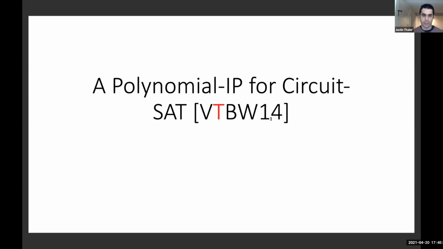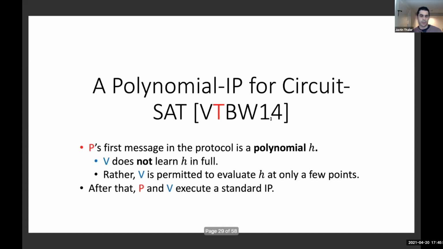So I just want to give a brief sense of how you can design a SNARK using this protocol. This is taken from a work that was originally described as a two-prover interactive proof, but the modern perspective on this work is really that it gave a polynomial IP. What that is, is a protocol where the prover's first message is a multivariate polynomial H. You can think of the prover as sending H to the verifier, but the verifier doesn't actually get to read all of H. Instead, the verifier is only allowed to evaluate H at a few points. And after that, the prover and verifier are allowed to execute a standard interactive proof.